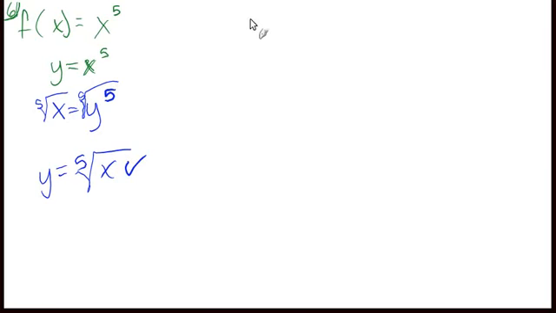Lastly, we'll do number 68. We'll just go over this process again. f of x is equal to 6 over the square root of x. And just a note about this.